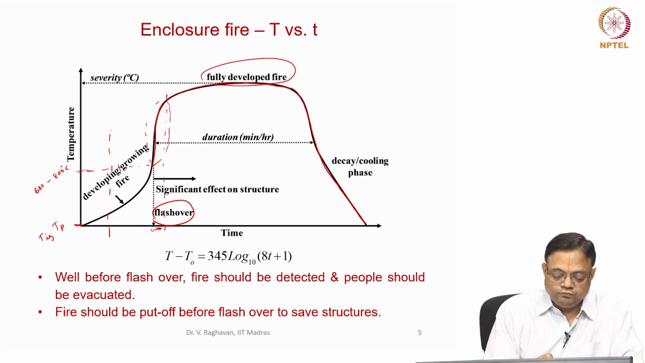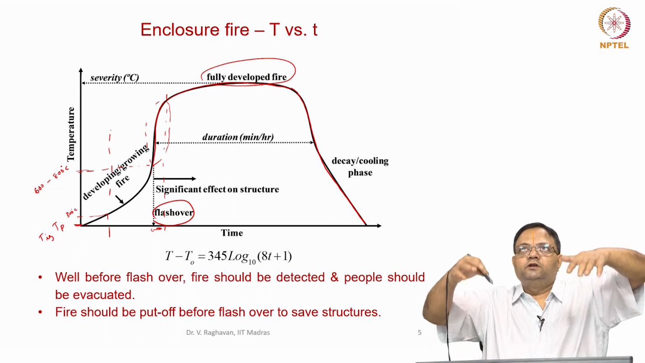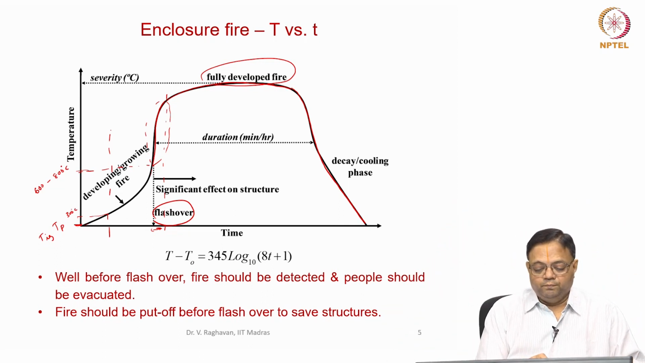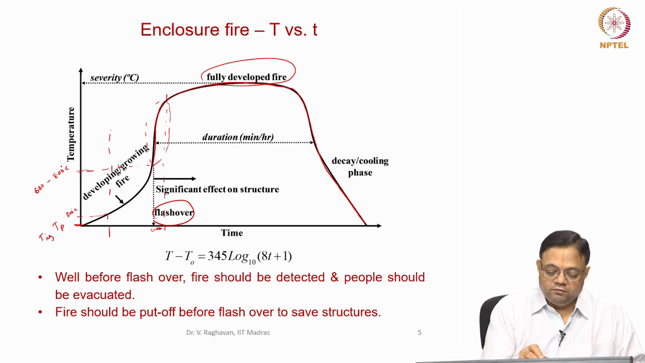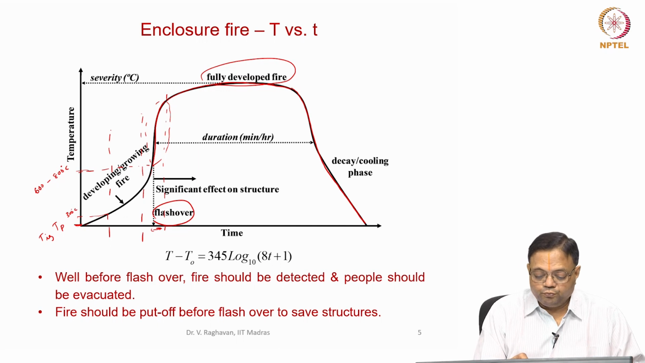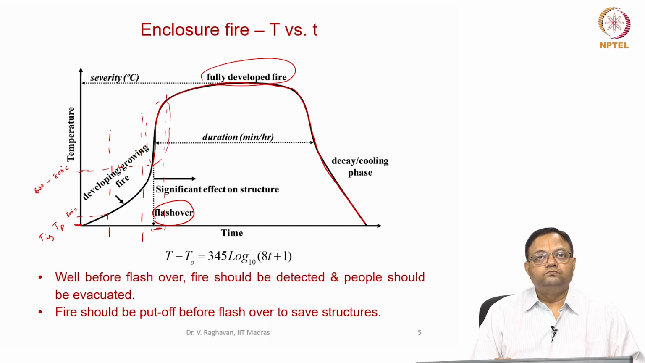See, for example, the maximum temperature in the compartment may be about 300 degrees centigrade. It is in the top layer basically. So, evacuate people within this time. Then put off the fire within something like this, so that we don't reach the flashover at all.